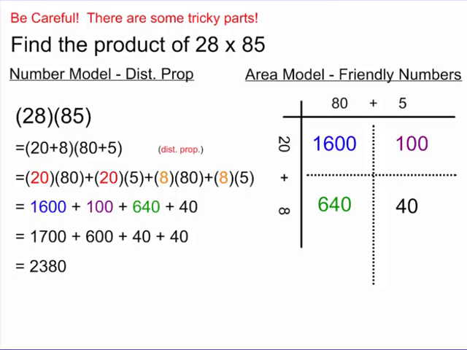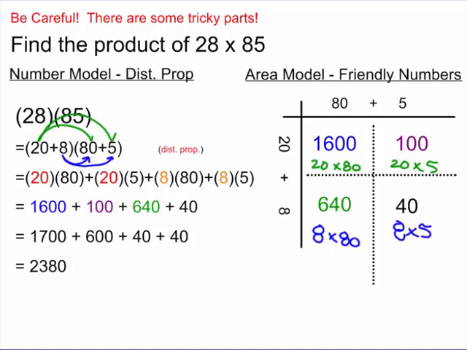So let's just go through this quickly. So 20 times 80 would be my first distributive property, and you'll notice over here on the area model, there's the 20 times 80 for 1,600. The next piece on the distributive property would be 20 times a 5. Over here on the area model, there's a 20 times a 5 or 100. We'll switch back to blue for a minute here. 8 times an 80, that is this bottom corner over here on the area model, or 640, and 8 times a 5 is the final corner.